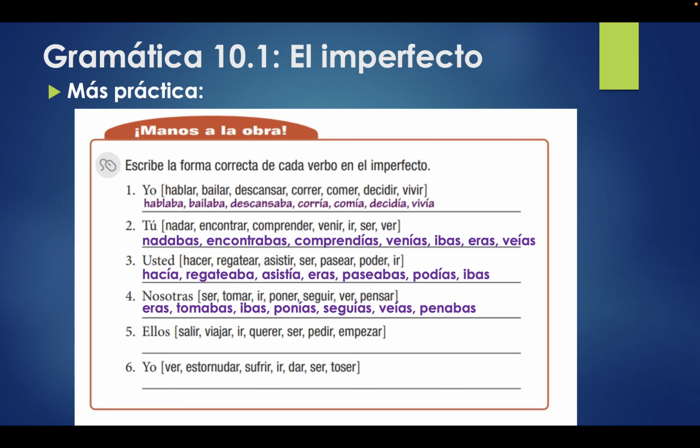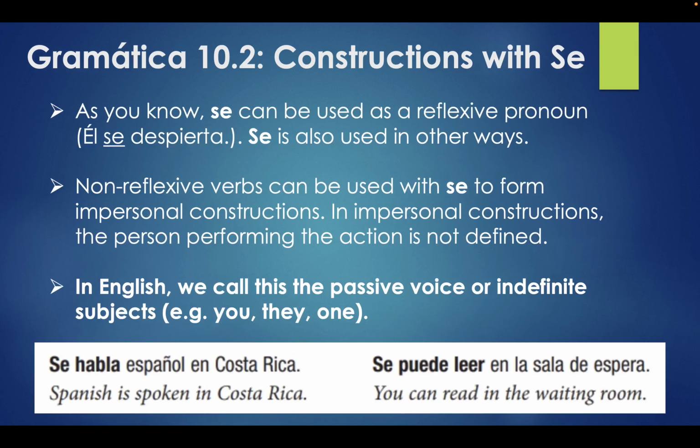Sorry about that. In número 5, we have ellos. You should have salían, viajaban, iban, querían, eran, pedían, and empezaban. And number 6, in the yo form, we should have veía, estornudaba, sufría, iba, daba, era, and tosía. Again, just more conjugation practice.